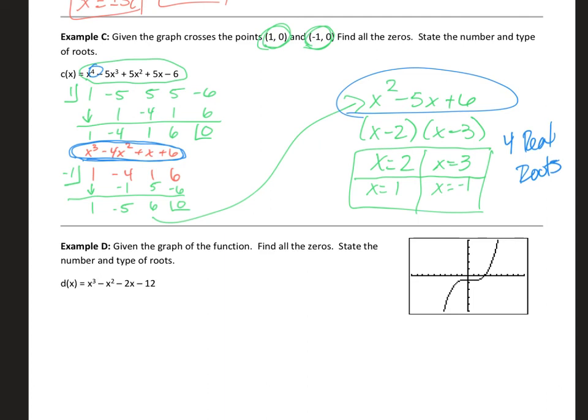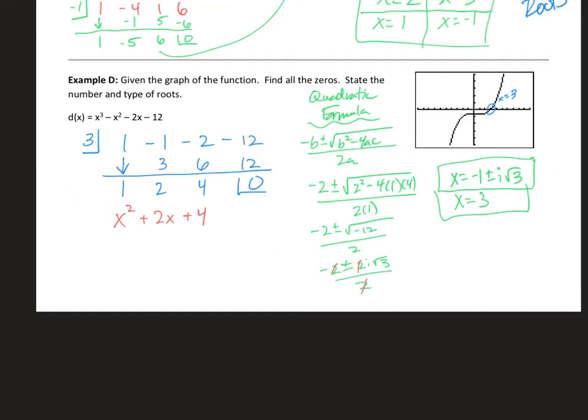All right, last one. Can you please solve example letter D? All right, here are the answers right here. X equals 3 and x equals -1 plus or minus i root 3. Let's quickly go through that. If I were to look at the graph, again, I know that that is a solution, or a 0, because that's where it crosses the x-axis. It crosses at x equals 3. So I put 3 in my box. I use synthetic division to divide that root out to get it to a quadratic.